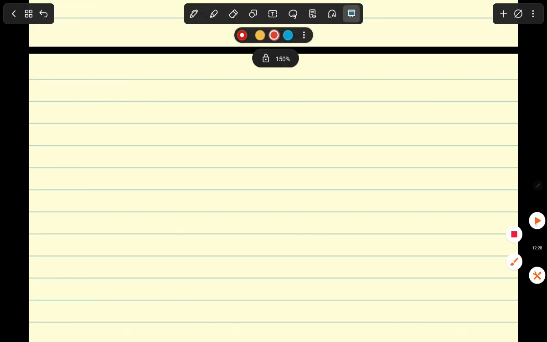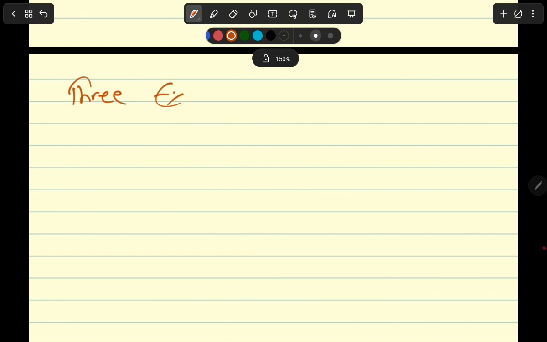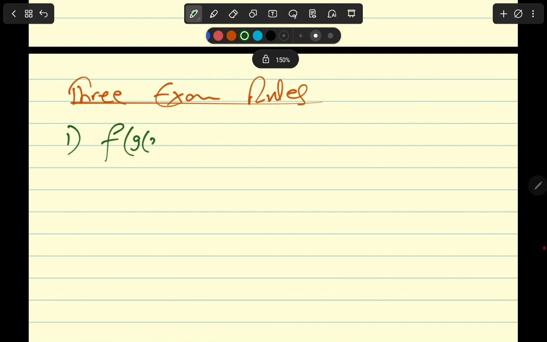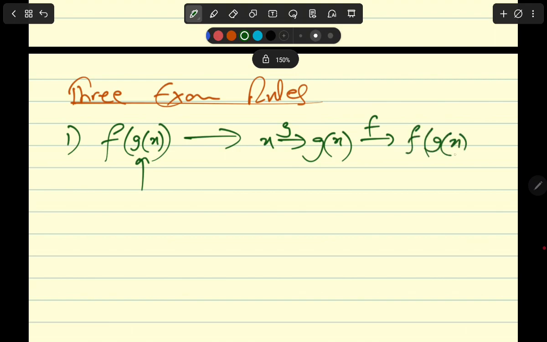Okay. Now there are 3 exam rules for composite functions. So number 1, work from inside out. So if this is f of g(x), then you are first going to do g of x and then put it into the f rule. So x is applied to g in order to give you g of x, then f is applied in order to give you f of g of x.